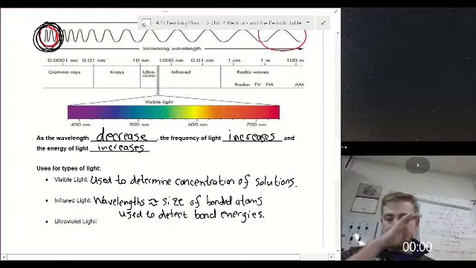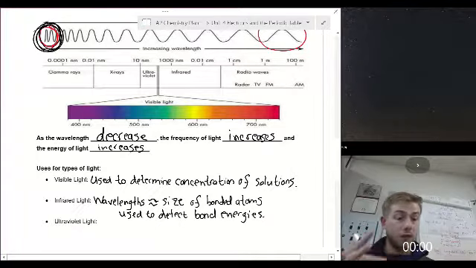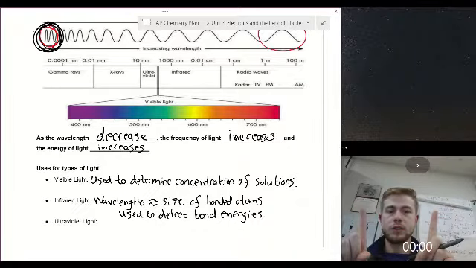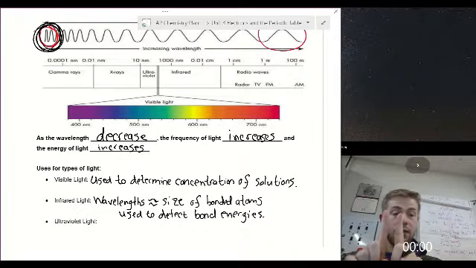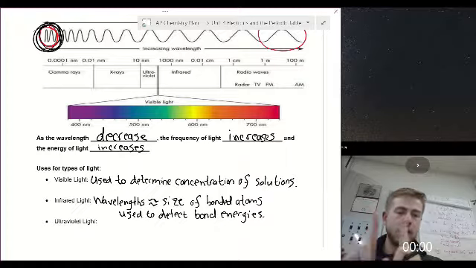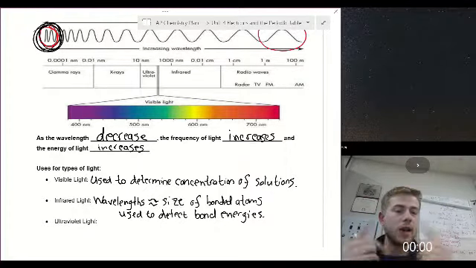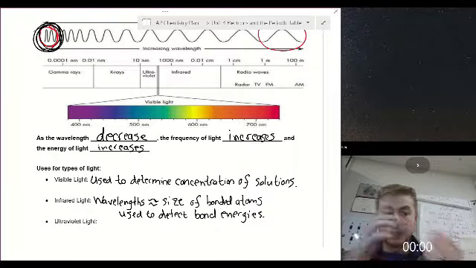Okay, and then we'll go to ultraviolet light. So ultraviolet, these wavelengths are very close together. They're closer together than visible, and our eyes cannot pick those up. And because they're a little closer together, they're more energy and they're a little more damaging to us anyways.